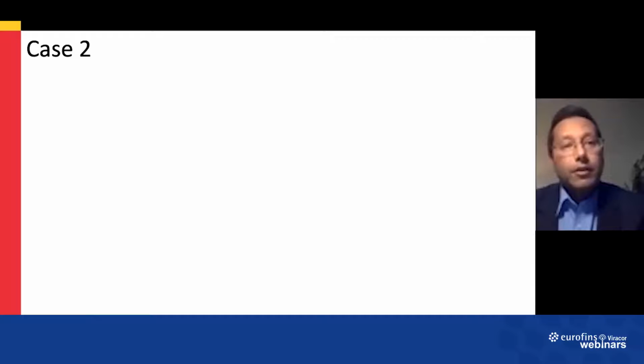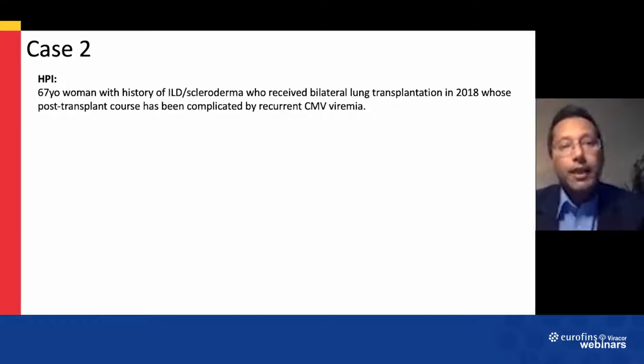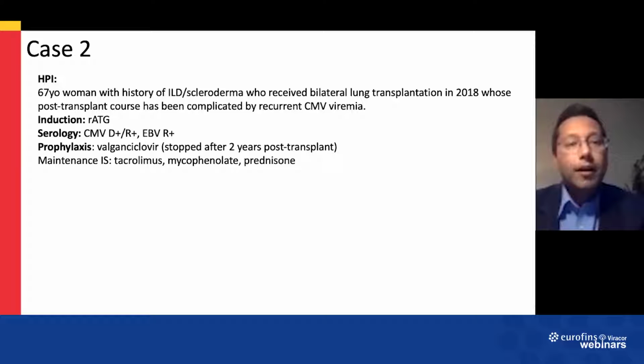I would like to juxtapose that first case with case number 2, which is a case of a 67-year-old woman with a history of interstitial lung disease and scleroderma who received a bilateral lung transplantation in 2018, whose post-transplant course has been complicated by recurrent CMV viremia. Our patient received recombinant ATG for her induction. She had an intermediate risk for CMV, as the donor and recipient were both CMV seropositive.